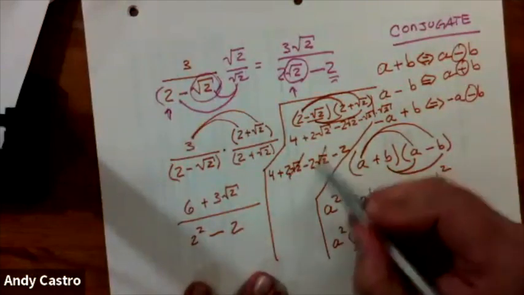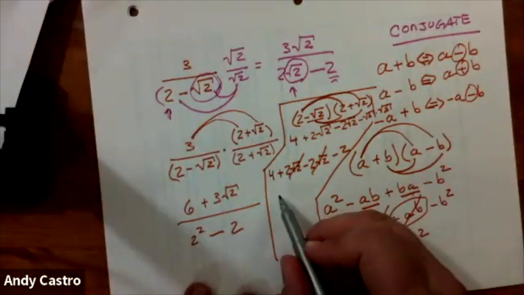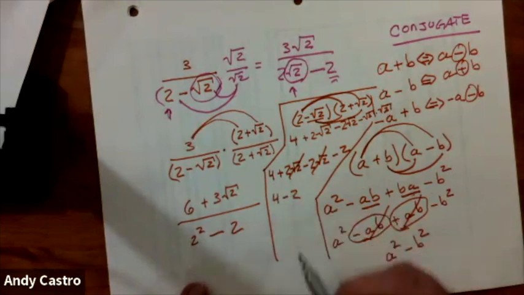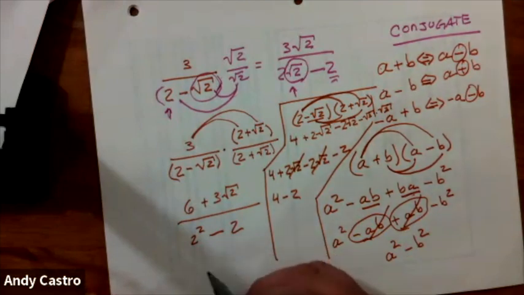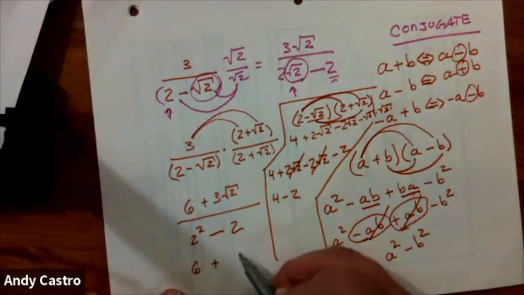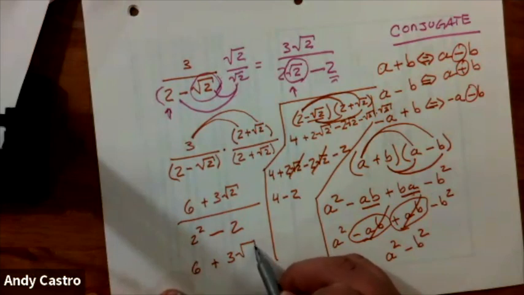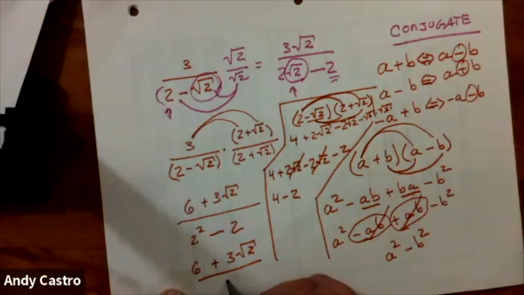Positive 2 root 2 and minus 2 root 2 cancel, and I'm left with 4 minus 2, which is what I have here. 4 minus 2, which is just 2. So I have 6 plus 3 root 2 all over 2.